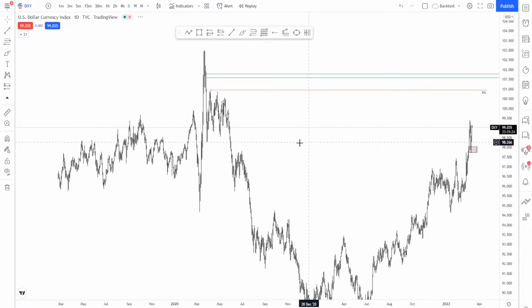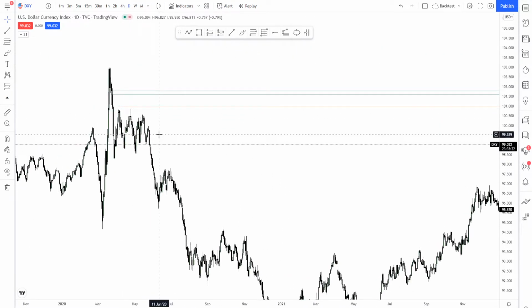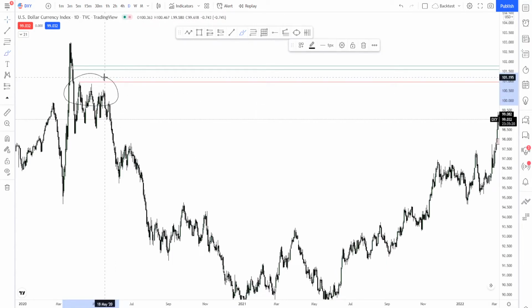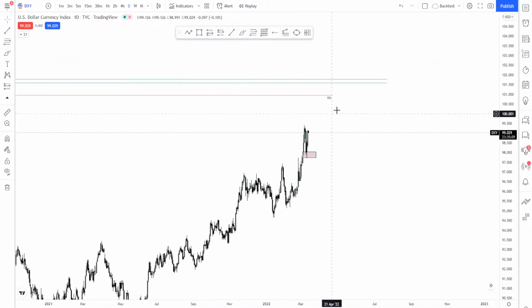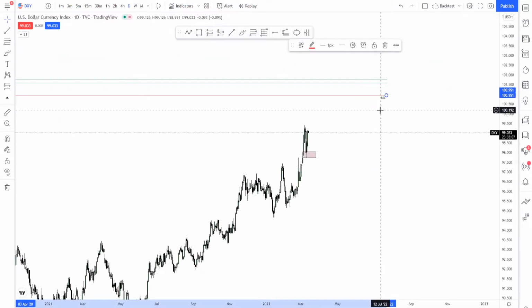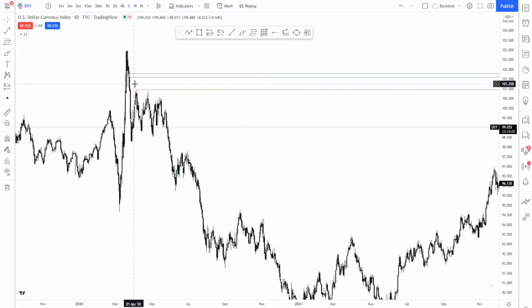Okay, so the DXY, I marked up that price should be heading to these relatively equal highs right here. These relatively equal highs are buy side liquidity for us, so we're targeting that. Also, there's a volume imbalance right here.